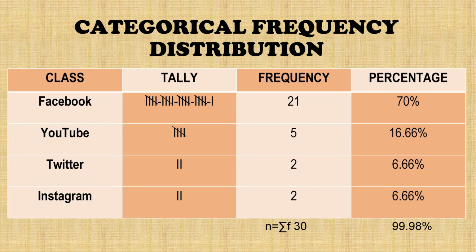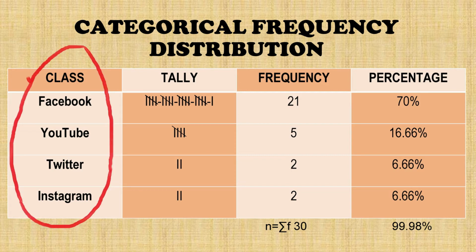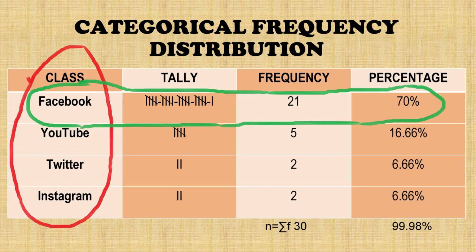The first one is the categorical frequency distribution, which refers to data placed in specific categories in order to classify the data. In the first column, we can see the different social media applications that are mostly used by the BPA-2A students. Also, it can be seen in the table that Facebook has the most numerous tally in column 2, with 21 as the frequency in column 3, followed by YouTube with 5, Twitter and Instagram with 2.